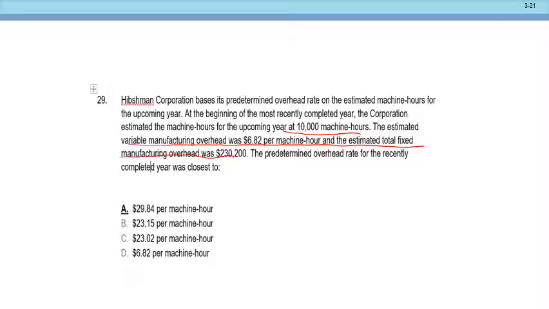So who wants to set that up for me? Who wants to set that up? Total cost is going to be equal to what? Okay, I like to put my variable cost first. 682. Good. Times what? Times 10,000 units. Good. Plus, who's saying that? 230,200? Like that?